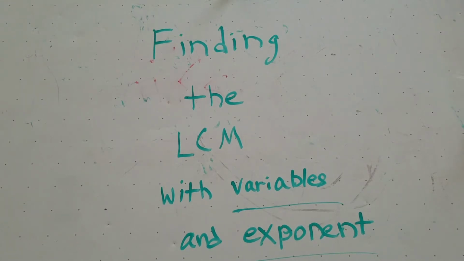So LCM, least common multiple, if no one knows. It's very simple with numbers after you understand that, but then there's another thing you have to do for variables and exponents that changes the whole system. So I'm going to be doing that. So let's begin with one problem.